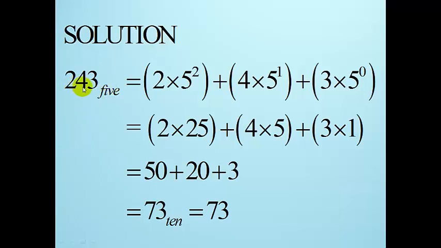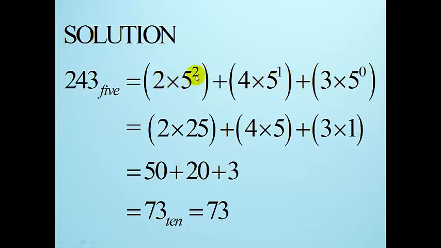So we have 2 times 5, in bracket, plus 4 times 5, in bracket, plus 3 times 5. Now, after multiplying the digit by the base, what we do is to raise the base to an exponent, starting from 0, from the right hand side to the left hand side. So we have 0, 1, 2.